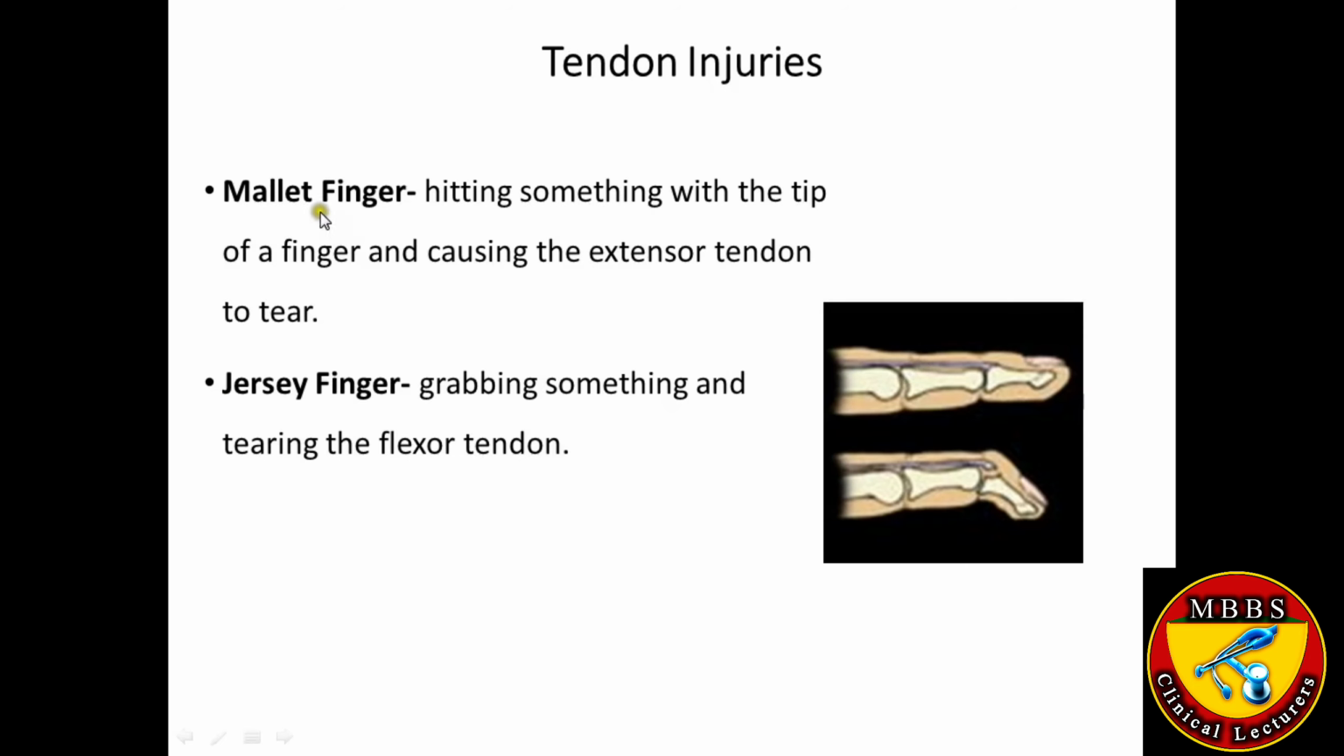One is the mallet finger, hitting something with the tip of the finger. You can see over there. When something is hit by the finger, it causes the extensor tendon to tear. This is the extensor tendon. You can see that the extensor tendon becomes torn over here. That is known as the mallet finger.